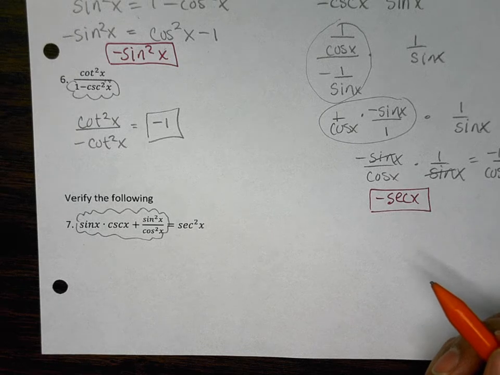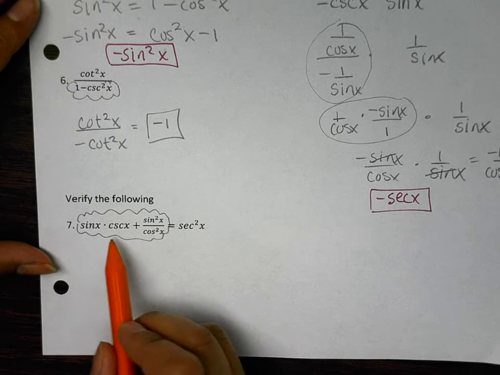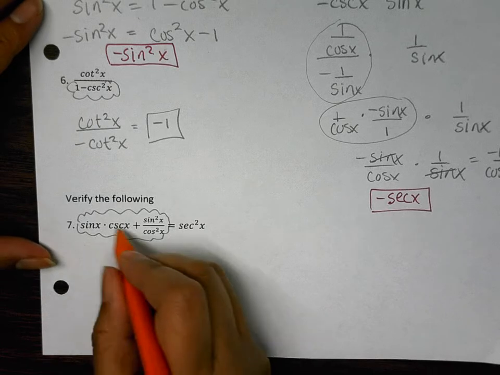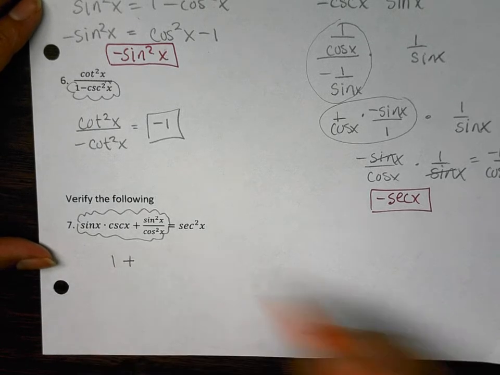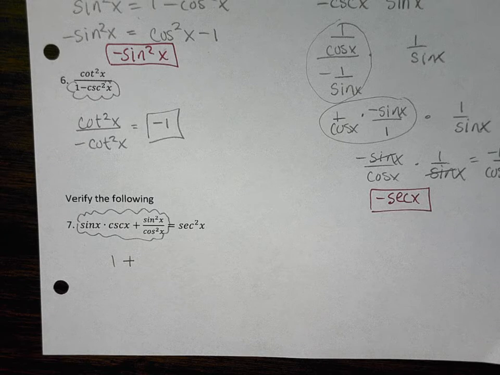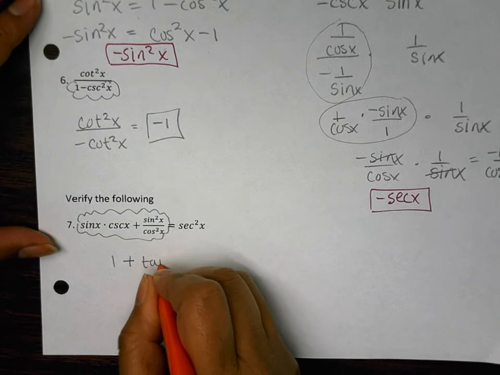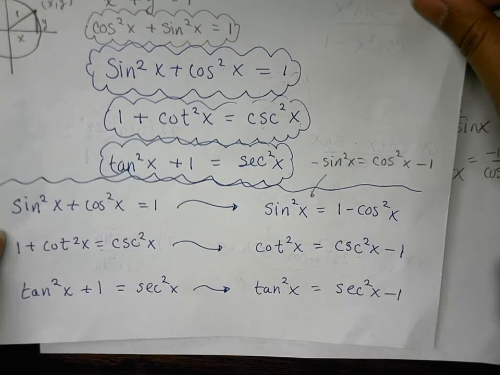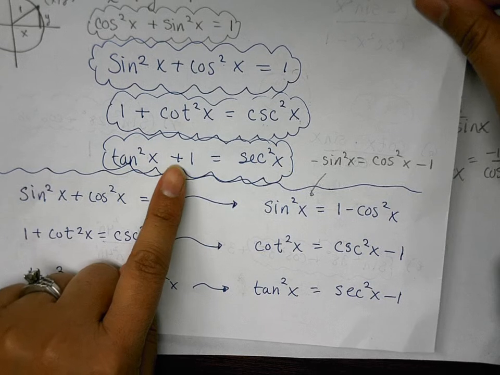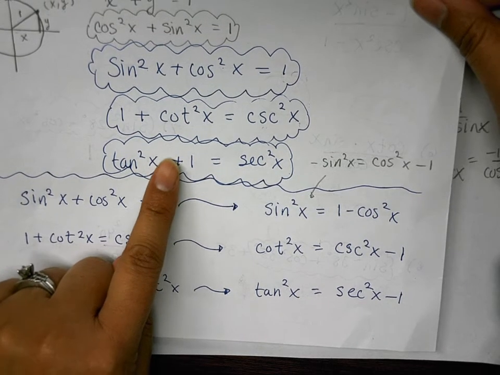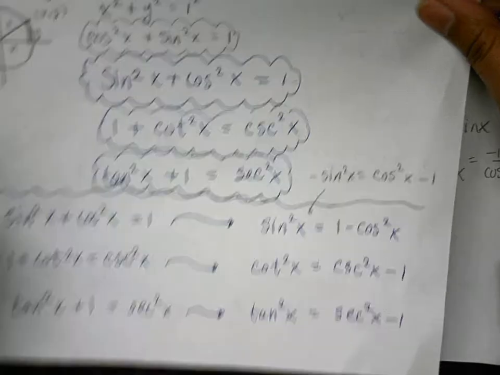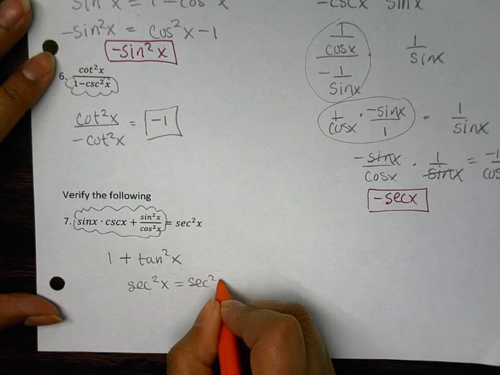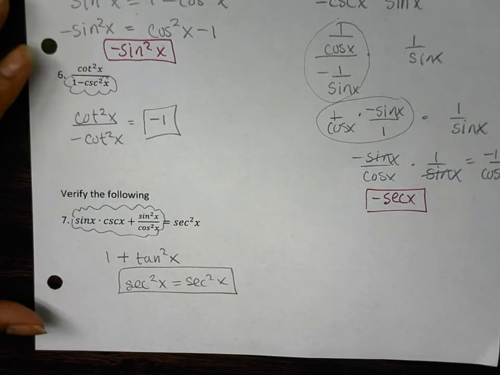Any suggestions on what to do here? Okay, she said sine and cosecant are reciprocals. Do we agree? Yes. So what does that multiply to? Plus, do we have anything for sine squared over cosine squared? Tangent squared. And is 1 plus tangent squared an identity? Yes. It's flipped on the plus sign. Does that matter? No, because addition is commutative. So what's 1 plus tangent squared? Secant squared equals secant squared.